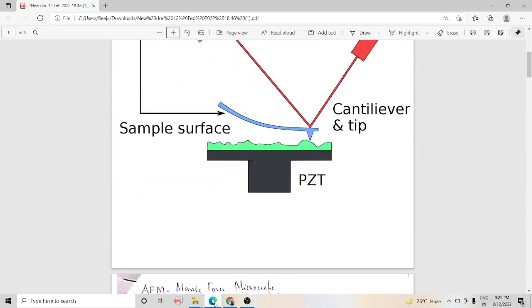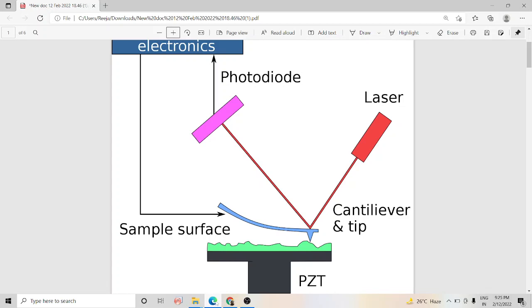So let us see a figure of this AFM. This is the sample which has an uneven surface, and we have to image the surface. We have to get an image of the surface, or study the surface structure of the sample. For that, this is the probe, the force probe, which is a metallic tip, and it is attached to a cantilever. You must have learnt in your earlier classes a cantilever is a beam which is fixed at one end and free at the other end. At its free end, the probe, or the metallic tip, is attached.